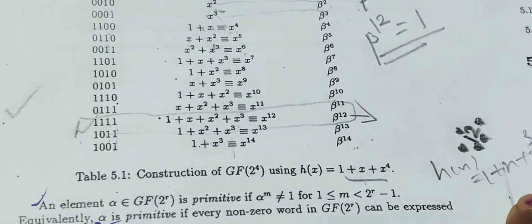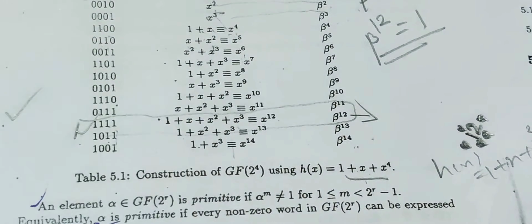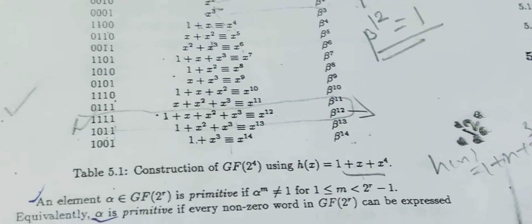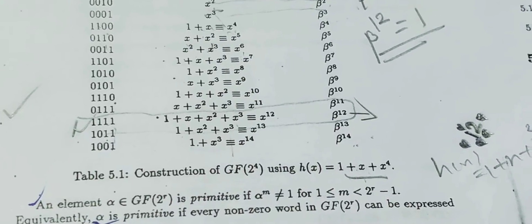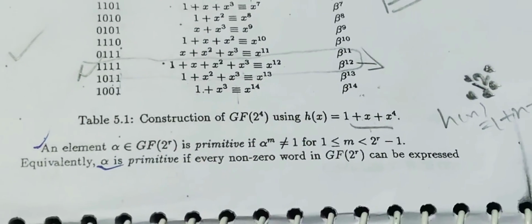But modulo these elements, modulo 1 plus x raised to 4, when h of x is 1 plus x cube, corresponding to this modulo, there are some variations, changes. So that is also a construction of Galois field of 2 raised to 4.